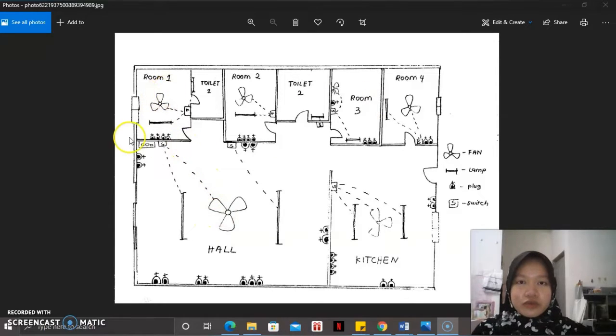So this is my house plan, my rented house at Taman University, Parit Raja. So there are 4 rooms, 2 toilets, hall and kitchen in this house.